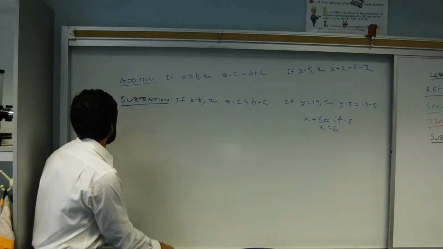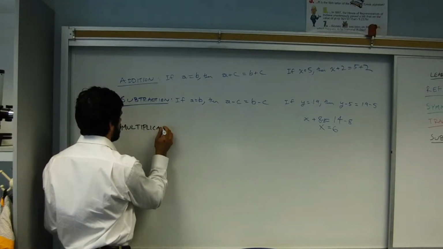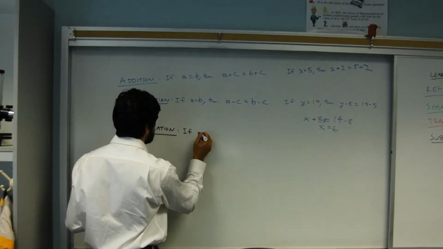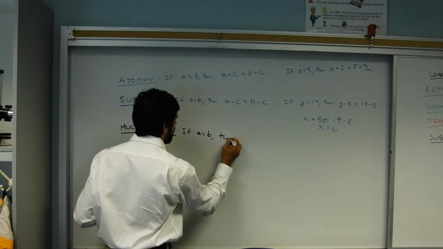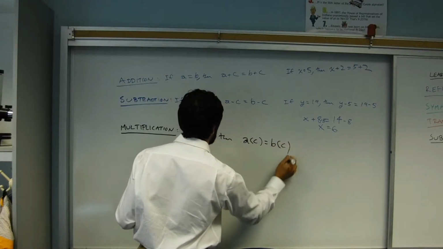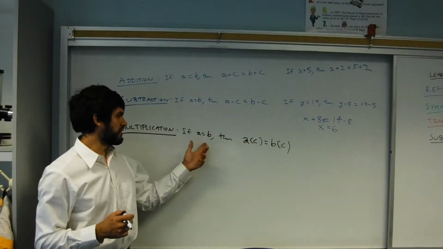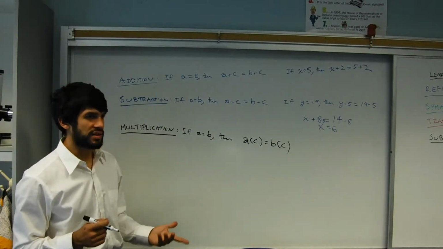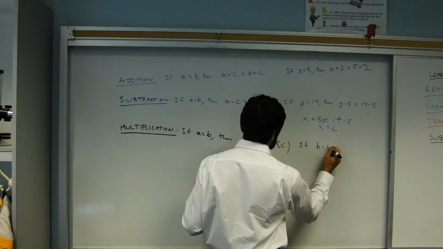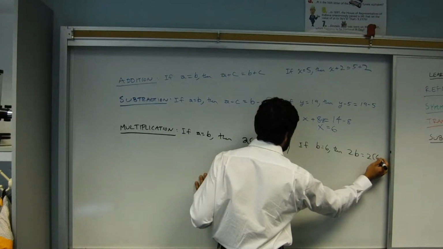So now we have our multiplication property, which tells us that if a is equal to b, then a times c is equal to b times c. So this tells us essentially if we have an equation, we can multiply both sides by the same number, and it's still an equation. So if b is equal to 6, then 2 times b is equal to 2 times 6.